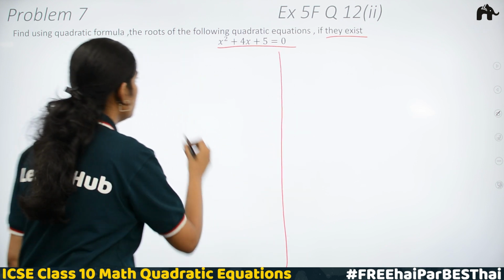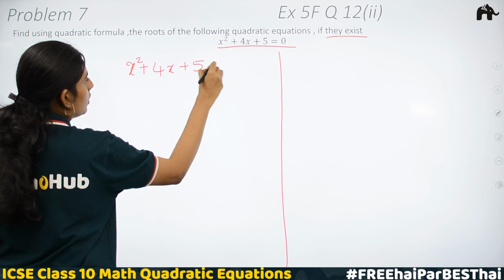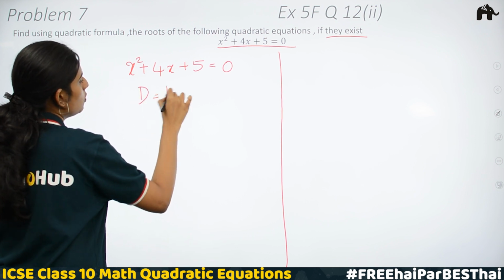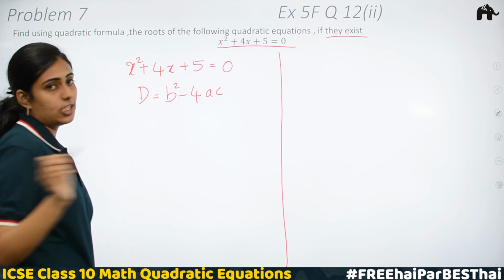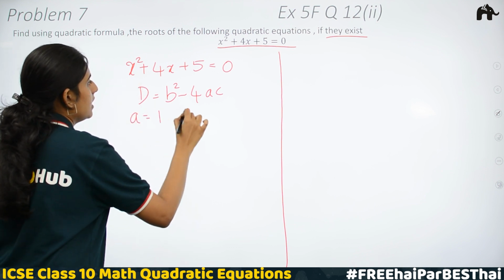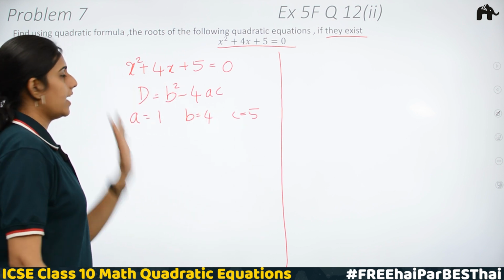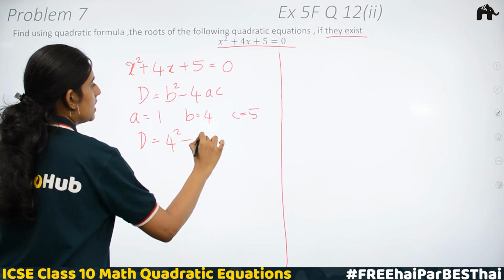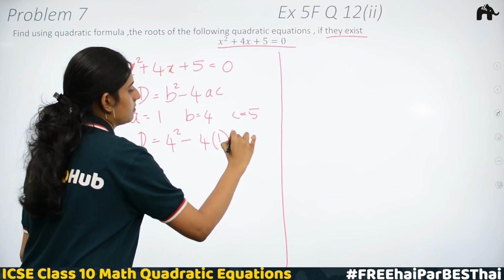The equation is x² + 4x + 5 = 0. We need to find the discriminant value. The discriminant is equal to b² − 4ac. Here in this equation, a is 1, b is 4 and c is 5. Substitute to find the value of the discriminant. D is equal to 4² − 4 into 1 into 5.